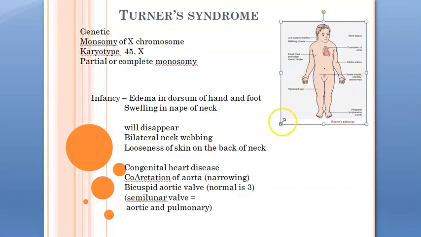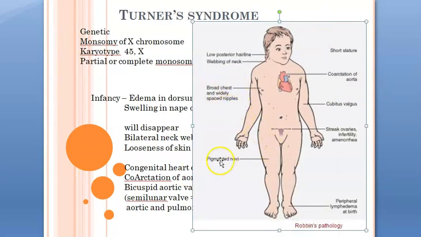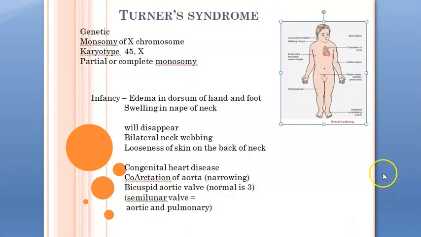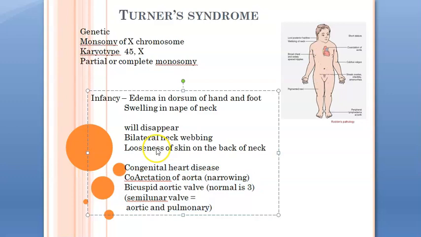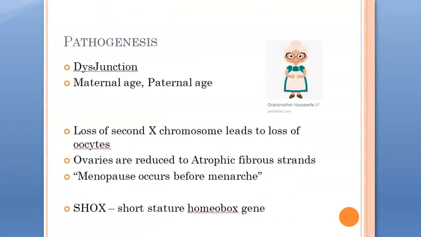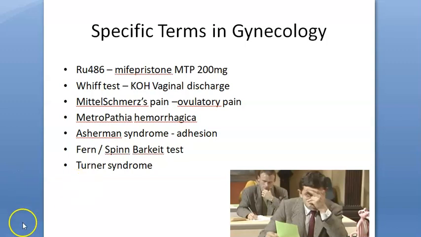Here again one more diagram is there where they are trying to show pigmented nevi, peripheral lymphedema at birth, streak ovaries, infertility, cubitus valgus. They also have some congenital heart disease, etc. What can you do for these people? It's a chromosome abnormality. So you have completed all the specific terms in gynecology also.